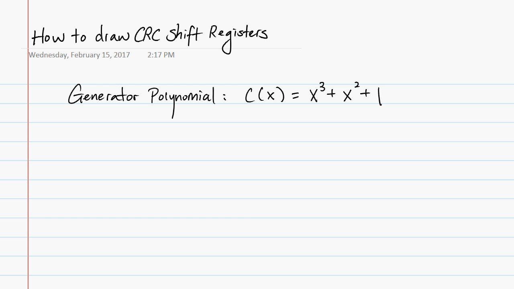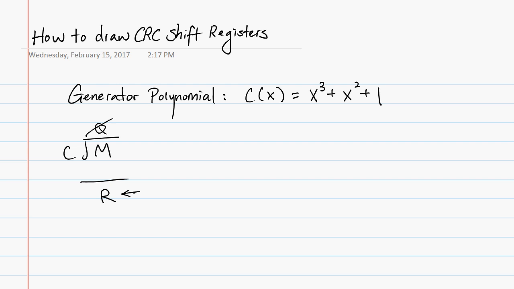There's a fact that you have to know first: when you divide the message by the generator polynomial, you will get a quotient and you will get a remainder. In the realm of CRC, we are not going to care too much about the quotient, and instead we're going to worry about the remainder. And this is essentially what the CRC shift register calculates.